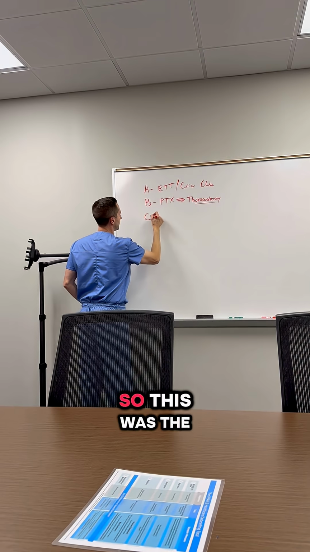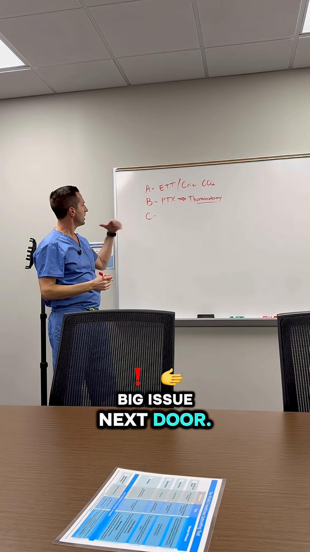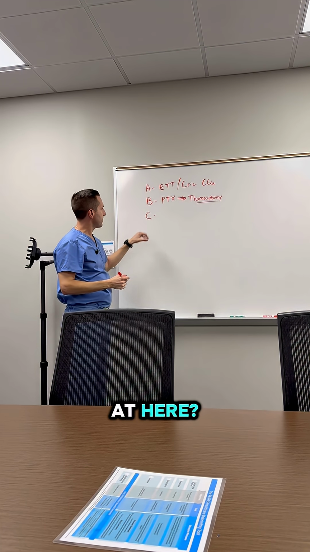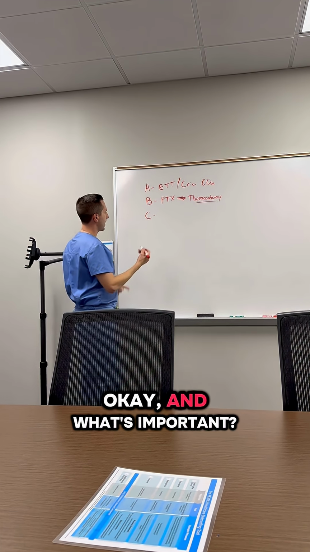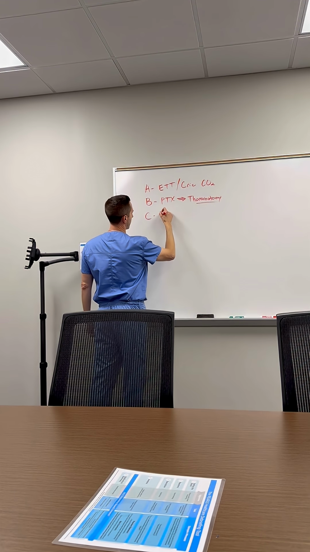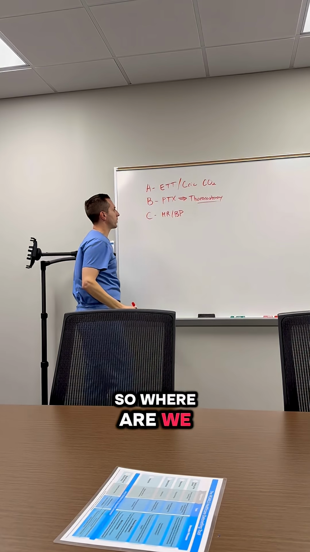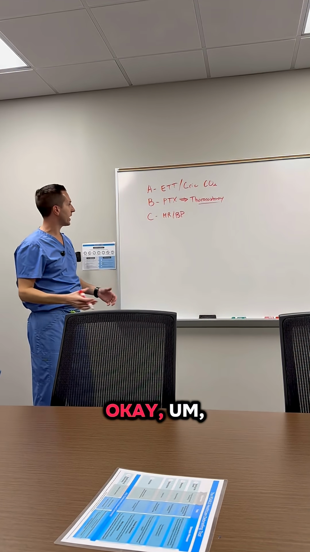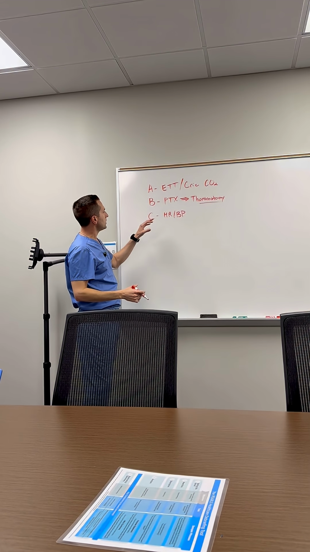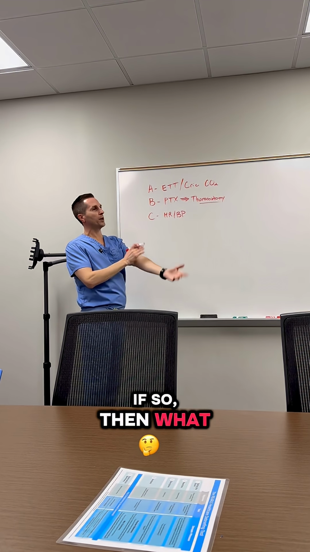Okay. C. So this was the big issue next door. What are we looking at here? Okay. And what's important? Yeah. Heart rate and blood pressure. So where are we at hemodynamically? Okay. So then what did we have to do?